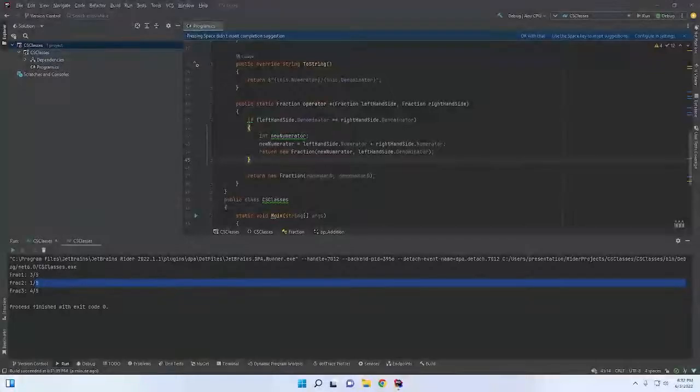That was the boring one, where the denominators are both the same. So now let's look at something slightly more exciting. What happens if the denominators are not the same?